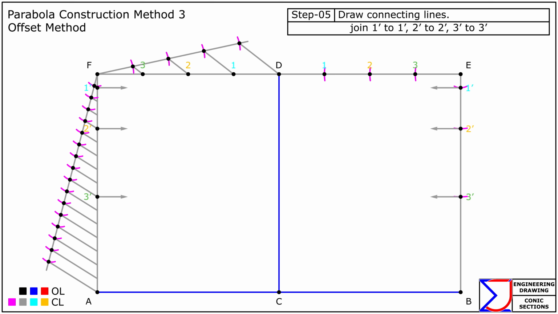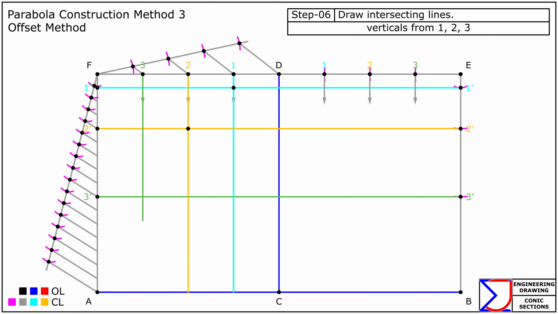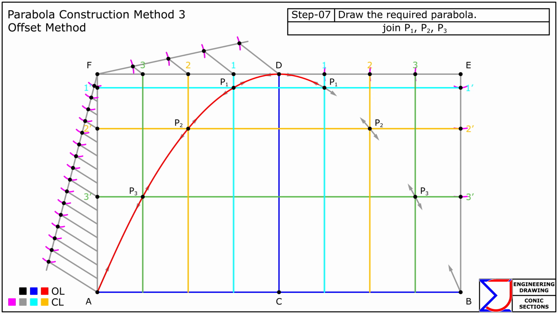After that, draw connecting lines to the marked points along the two opposite vertical sides of the rectangle. Then, from marked points along the horizontal sides, draw vertical lines to intersect the previously drawn lines. Finally, connect all the intersection points with a smooth, continuous curve to complete the required parabola.